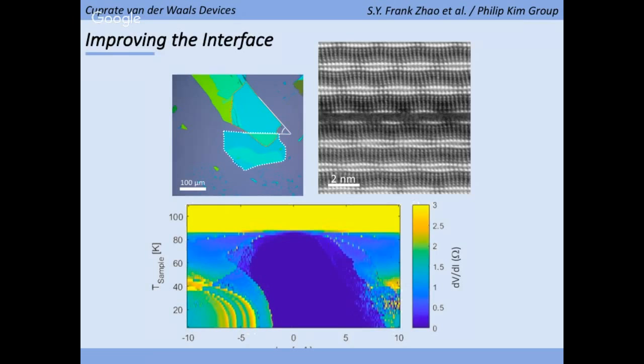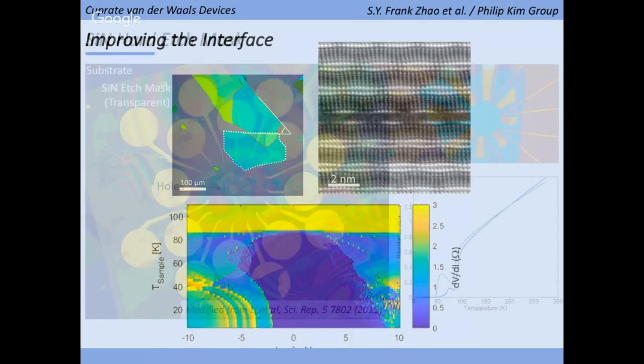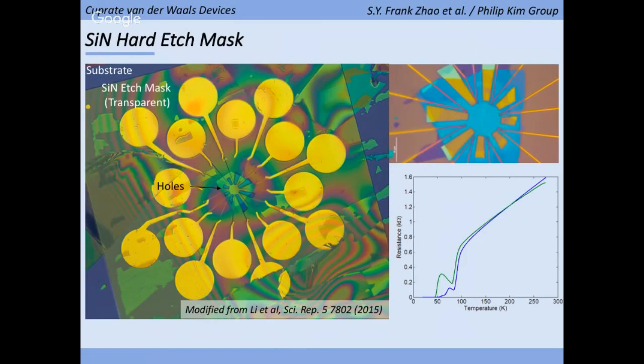So far, we've gotten two-point resistances around 5 kiloohms or so inside the glove box, which is a reasonable number compared to the bulk value. So the only thing missing is we couldn't quite get it into the cryostat because in the wire bonding process, the device dies. So the other thing that we're working on is a hard silicon nitride etch mask technique.